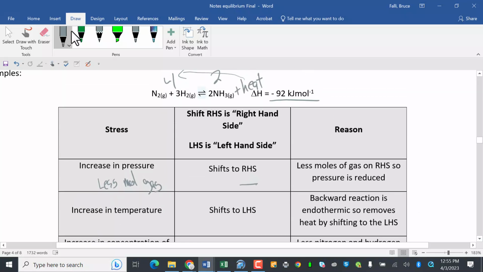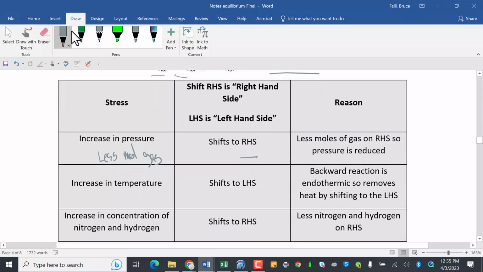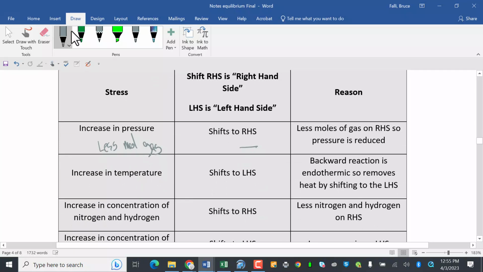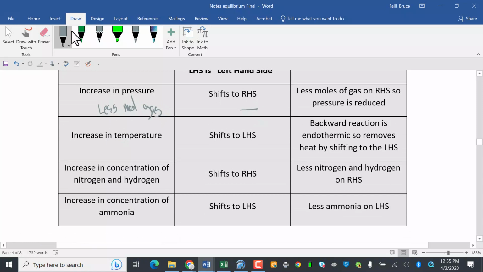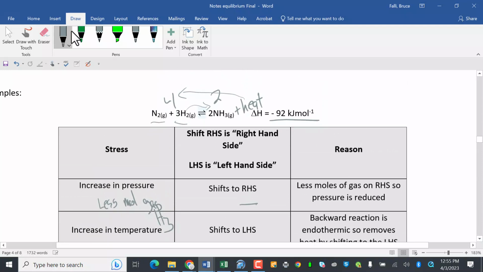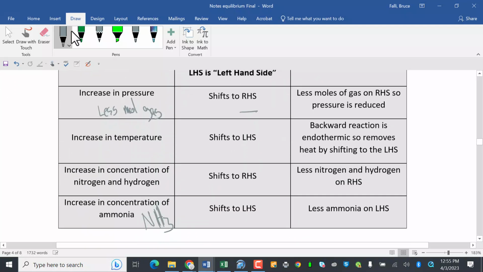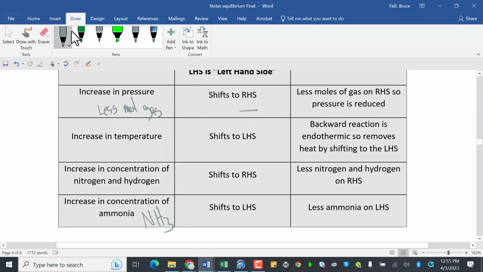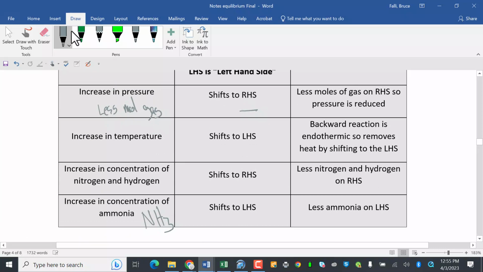Increase concentration of nitrogen and hydrogen. Adding shifts away, so that will shift to the right-hand side, where there's less nitrogen and hydrogen. Increase ammonia, just in case you couldn't figure out, ammonia is NH3. So if I add NH3, it shifts away, so it's going to shift to the left-hand side where there's less of that.